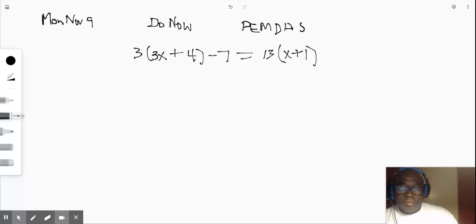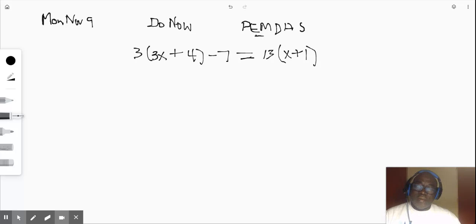So we have two parentheses on both sides of the equation. We have this 3x plus 4. That is already in its simplest form, so there's nothing we need to do there. And on the right side, we have this x plus 1. That is also in its simplest form. There are also no exponents.